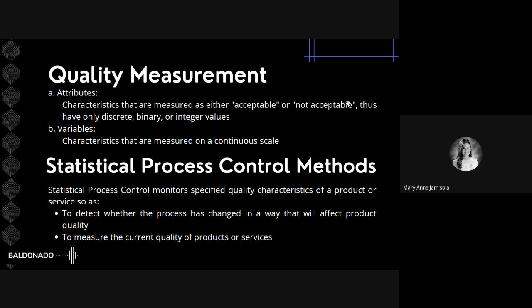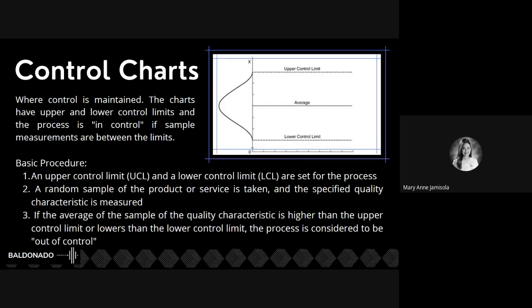Statistical process control monitors specified quality characteristics of a product or service so as to detect whether the process has changed in a way that will affect product quality and to measure the quality of products or services. So, control is maintained through the use of control charts. So you can see here on your screen, this is a sample of a control chart. The charts have, you can see, upper control limit and lower control limits.